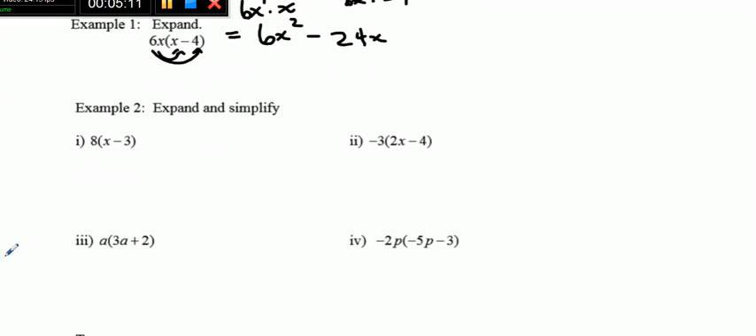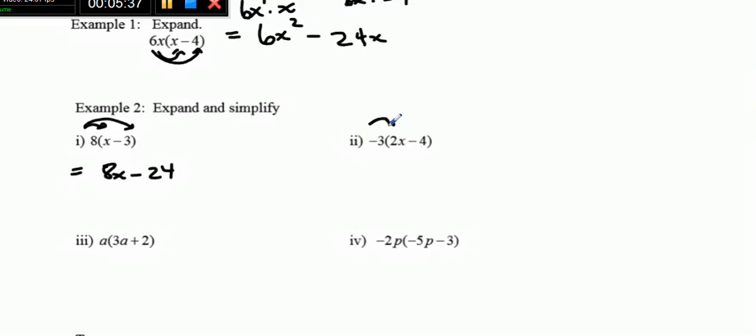Let's go to example 2. 8 times x minus 3. So it says expand and simplify. So we're just going to do 8 times x and 8 times minus 3. That's pretty easy. 8 times x is 8x. And 8 times minus 3 is minus 24. Can't combine those two because this doesn't have an x attached to it, right? So this is as simplified as it can be.